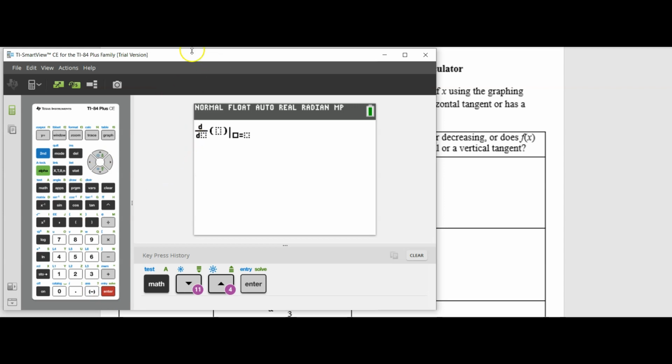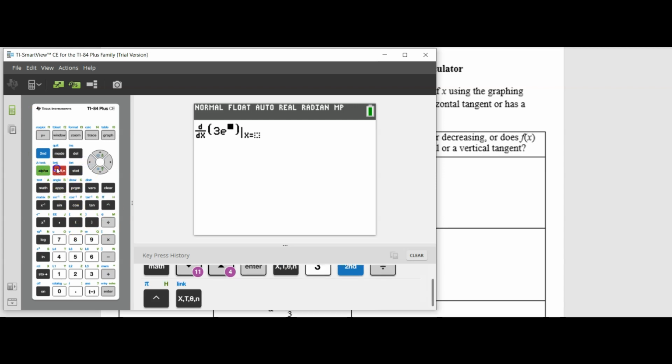A couple things we need to be aware of. This first d over d with a box, you need to enter the variable for which you're taking the derivative with respect to. In this case, it's x because we're talking about a function of x, f of x. In the next set of parentheses, you just enter your function. So I have 3 times e to the x times sine of x.